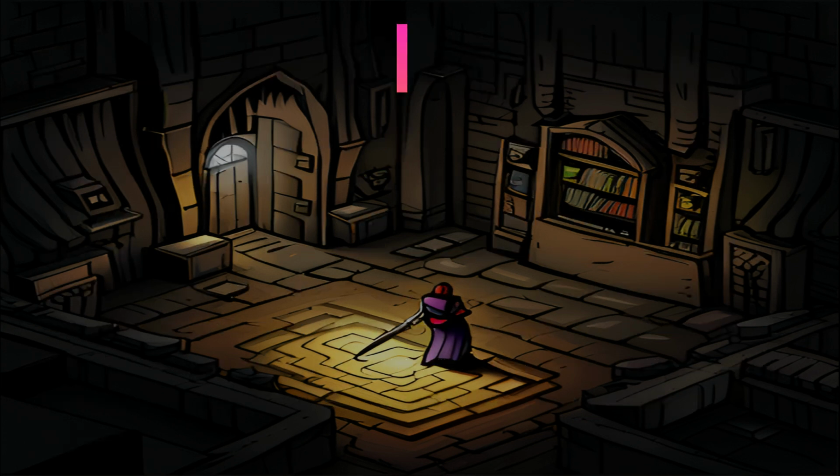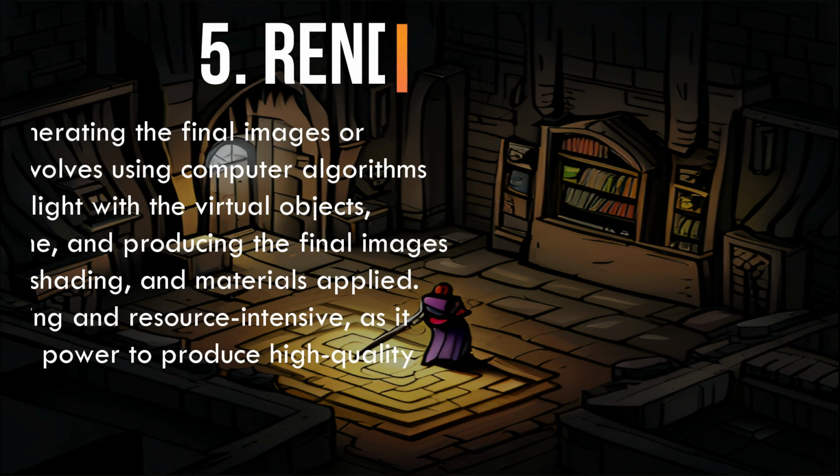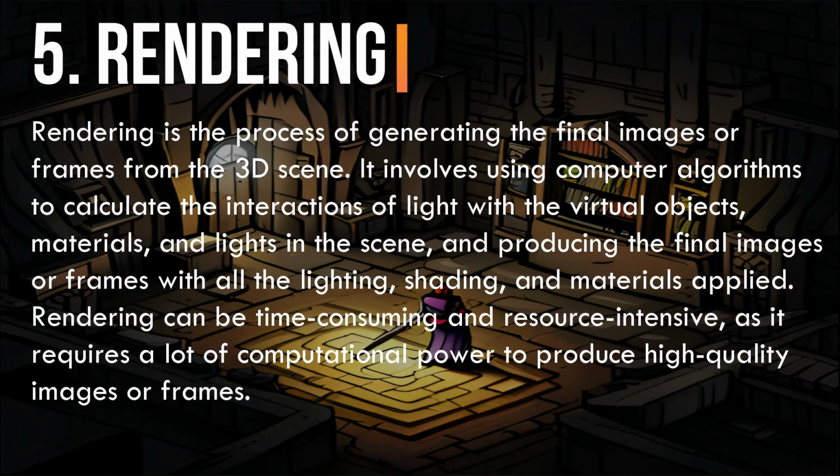5. Rendering. Rendering is the process of generating the final images or frames from the 3D scene. It involves using computer algorithms to calculate the interactions of light with the virtual objects, materials, and lights in the scene, and producing the final images or frames with all the lighting, shading, and materials applied. Rendering can be time-consuming and resource-intensive, as it requires a lot of computational power to produce high-quality images or frames.